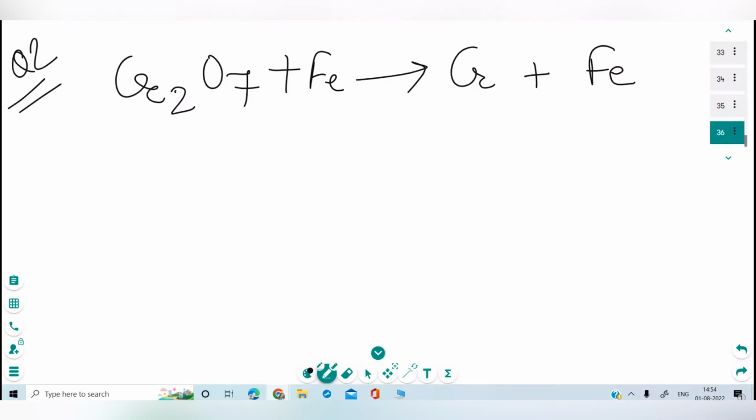You have to tell me which is reducing, which is oxidizing, which is the oxidation one and which is the reduction one. You have to tell me the charges: charges at chromium, charges at Fe, Fe on the left hand side, Fe on the right hand side, that way. What is the charge of oxygen?